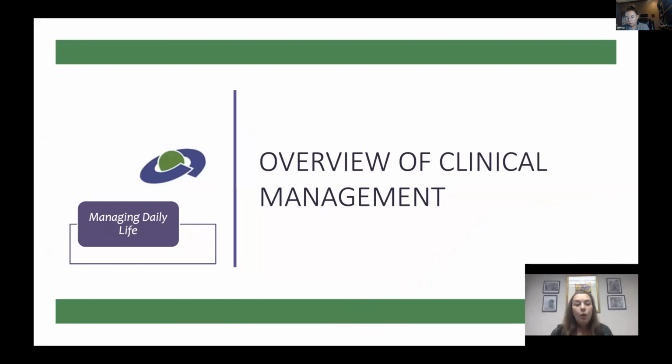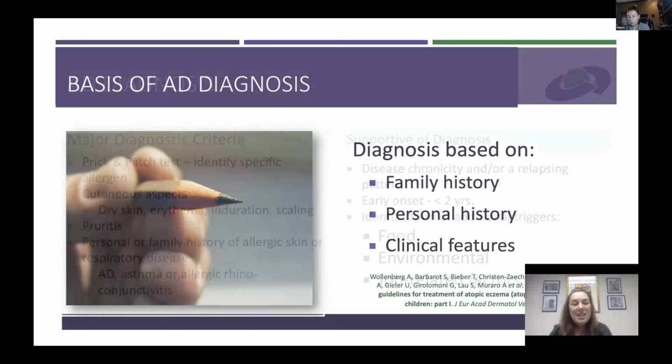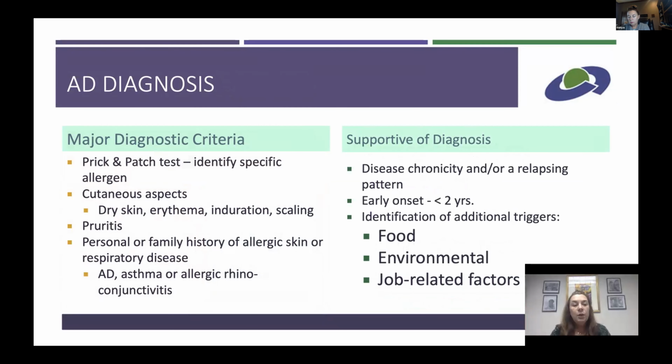Now, again, in the overview of clinical management, how do we go about the overall diagnosis and treatment of AD? We know diagnosis is based on many different things, including family history, personal history, the clinical features that present. There are major diagnostic criteria that have been established and ways to go about diagnosing AD effectively. And here are some of those that are listed.